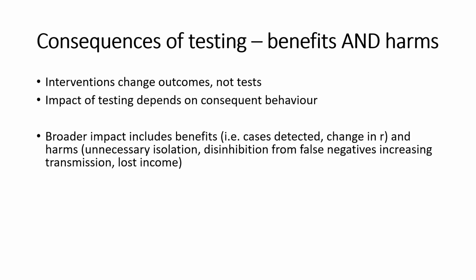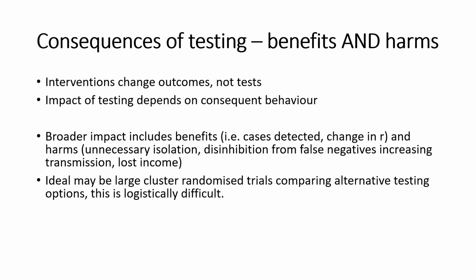We are thinking very clearly that we would like people to behave in certain ways, and that will lead to cases detecting, leading to reductions in R. But there are also behaviours which people have which could actually lead to the opposite effect, and we've seen this a huge number of times in different test scenarios. So disinhibition from the false negatives has been a key issue. We don't want people to increase transmission by stopping socially isolating when they get negative results, for example, which could be false negatives. So we've started to think about how we can evaluate tests in randomized trials.